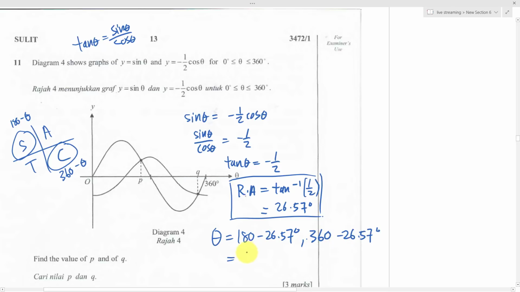Alright, then I use a calculator. I should be able to get 143.43, and then this one should be 333.43. Alright, so yeah, this is how we solve this kind of question.